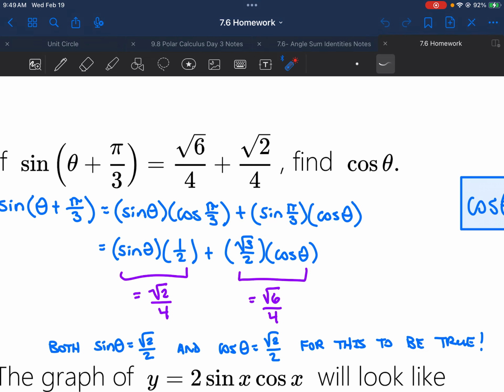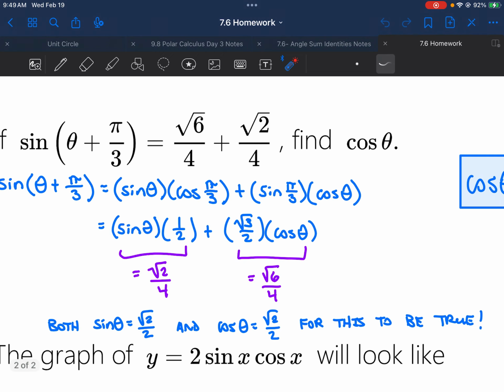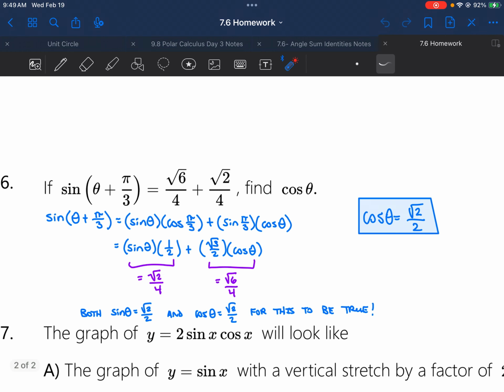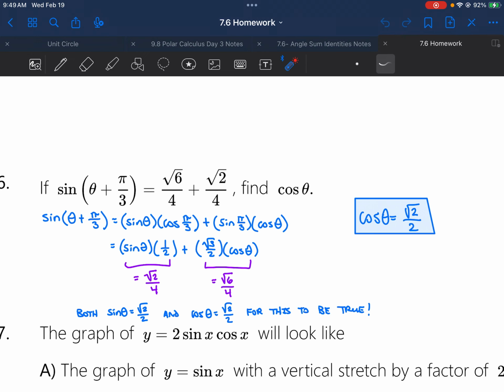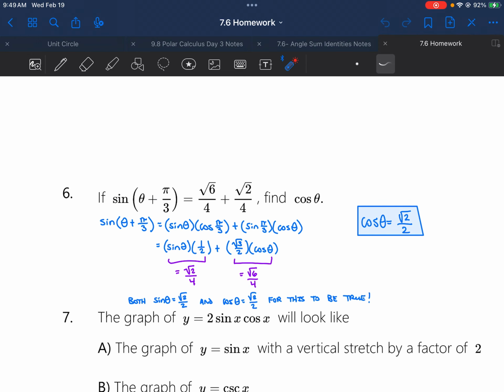Now, it turns out this one gives us the root 2 over 4. This one gives us the root 6 over 4. Just because root 3 over 2 is bigger than 1/2. And to go from a 1/2 to a root 2 over 4, the other piece had to be a root 2 over 2. And to go from a root 3 over 2 to a root 6 over 4, this piece also had to be a root 2 over 2. So that means cosine of theta is equal to root 2 over 2, and that solves the problem. So a little bit mind-bendy, but that's how we handle that problem.